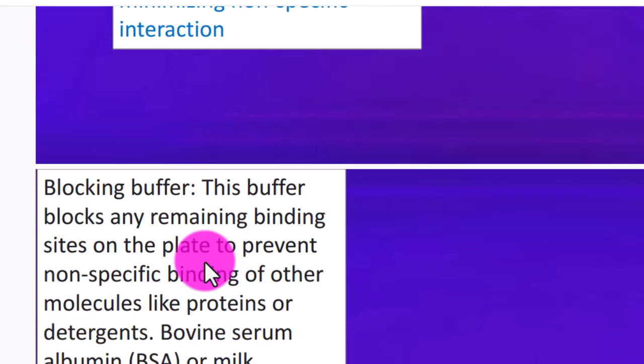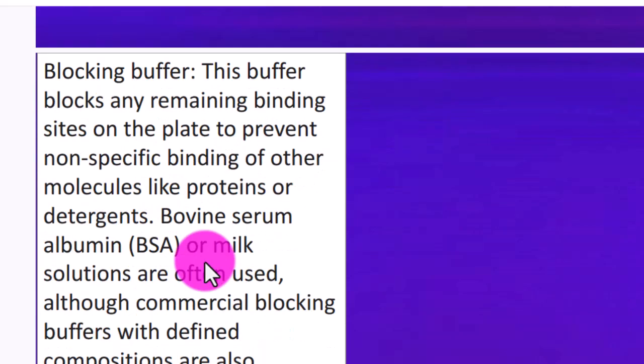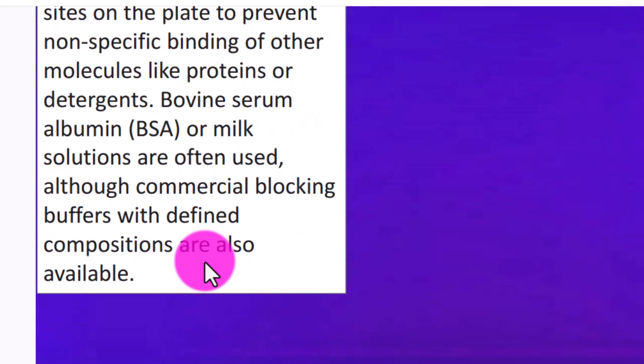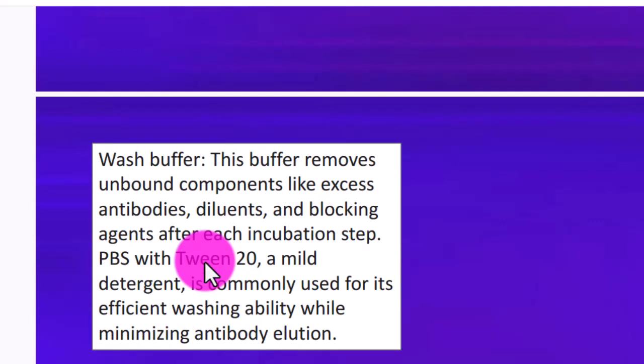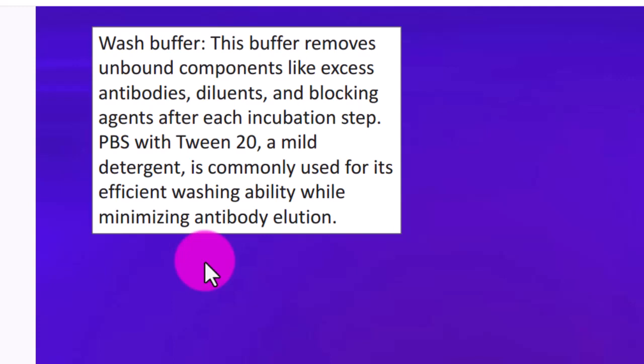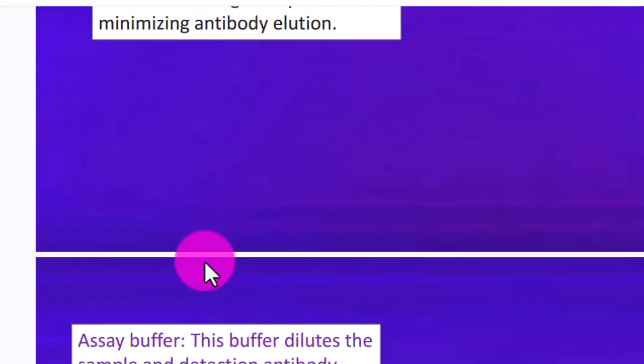Blocking buffer: this buffer blocks any remaining binding sites on the plate to prevent non-specific binding of other molecules like protein or detergent. Bovine serum albumin or milk solution are often used, although commercial blocking buffers with defined composition are also available. Wash buffer: this buffer removes unbound components like excess antibodies, diluent and blocking agent after each incubation step. Phosphate buffer with Tween 20, a mild detergent, is commonly used for its efficient washing ability with minimized antibody elution.